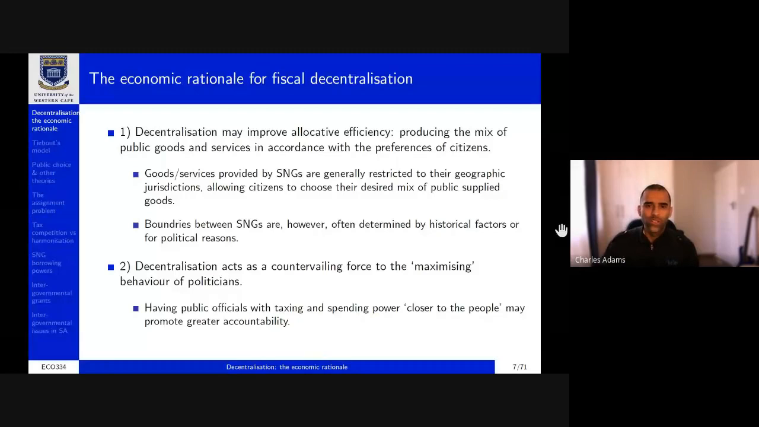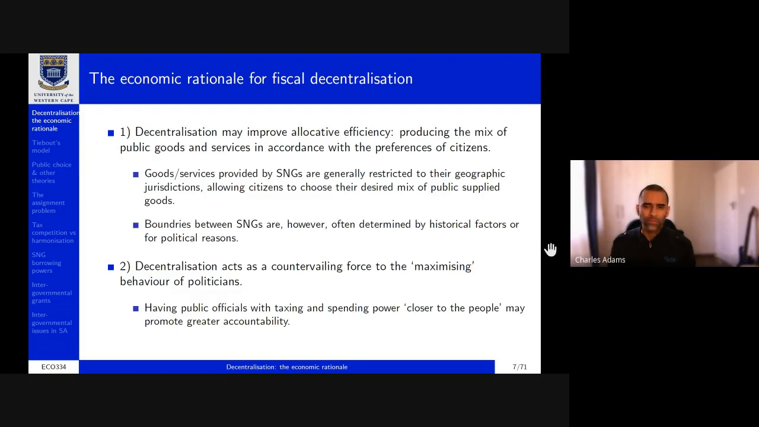Okay, so what is the economic rationale for fiscal decentralization? One rationale is allocative efficiency, right? So producing the mix of public goods and services in accordance with preferences of citizens. Of course, within a given country, there will be diversity in terms of people's preferences for public goods and services, both in terms of what they would desire government to be doing, also in terms of how much they are willing to pay for that particular public good and service.